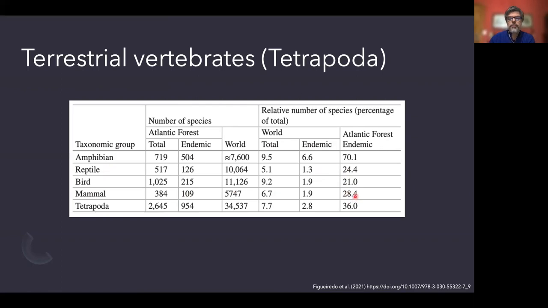So for mammals, for instance, 6.7% of the mammals of the world are in the Atlantic forest, and almost 2% of them only there. 10% of the bird species of the world are in the Atlantic forest, and almost 2% of them only there. 5% of reptiles of the world are in the Atlantic forest, and 1.3% of them are endemic.